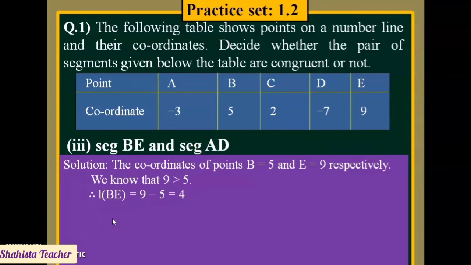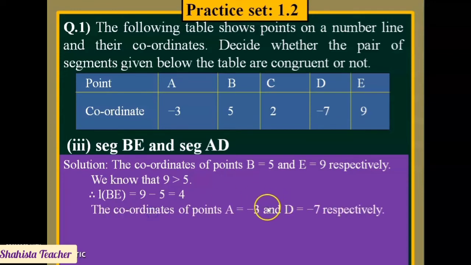So here we will put the coordinate of A is minus 3 and the coordinate of D is minus 7. So the coordinate of A is minus 3 and D is minus 7 respectively. Here, as you can see, is minus 3 smaller or is minus 7 smaller? Both are negative numbers. So here minus 3 is the greater number.